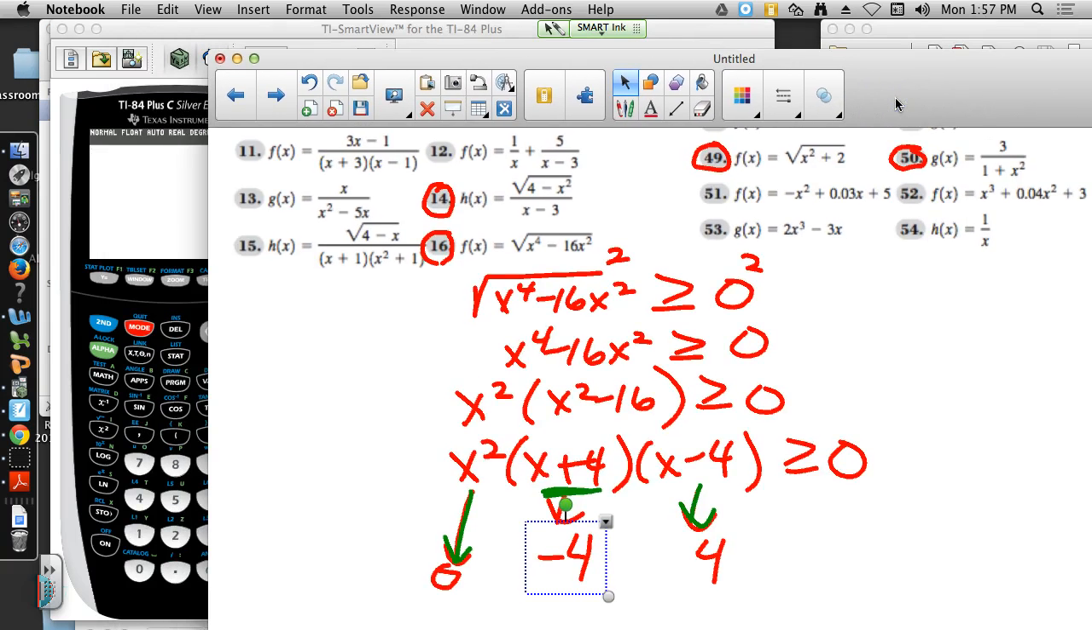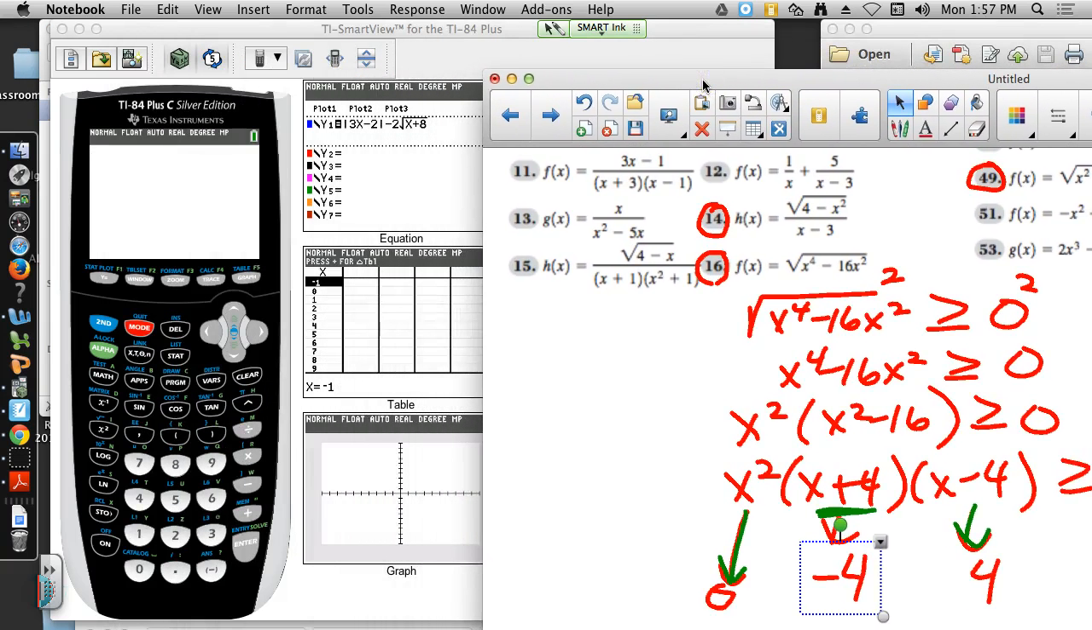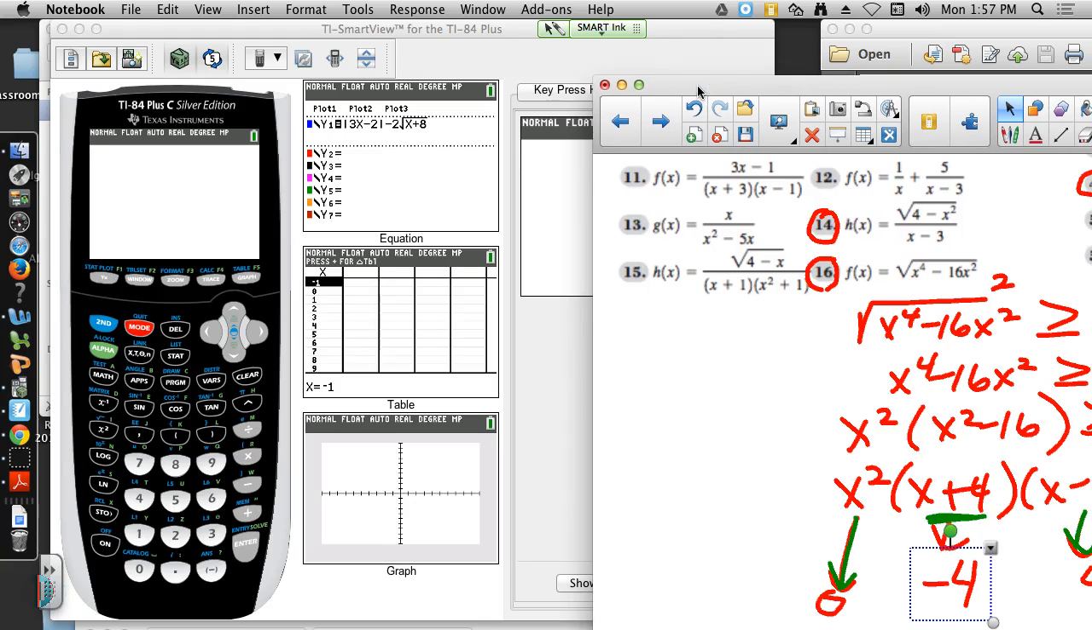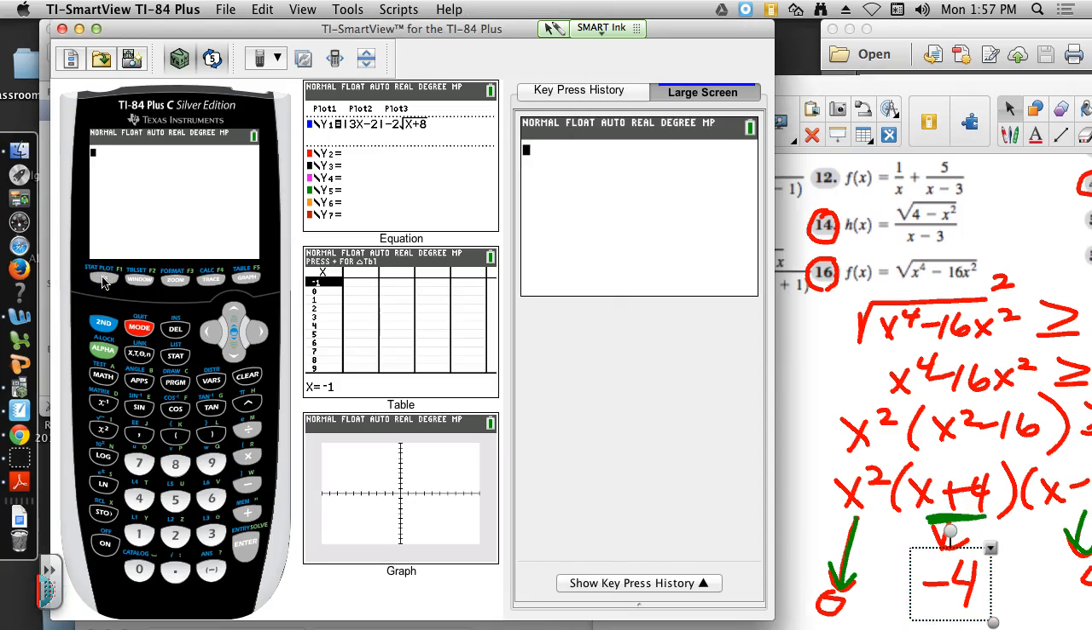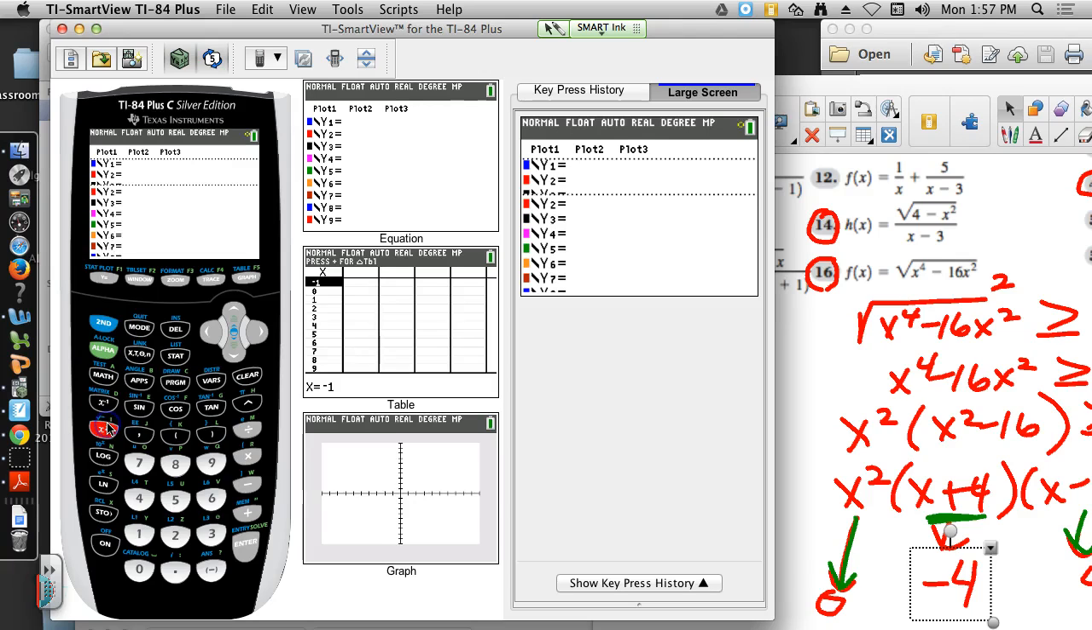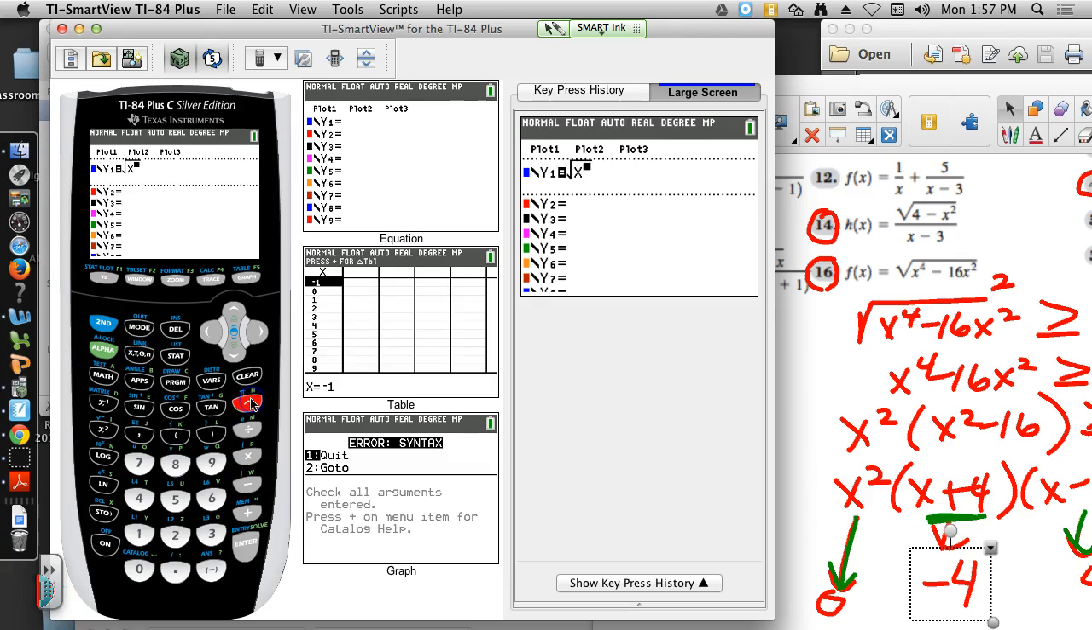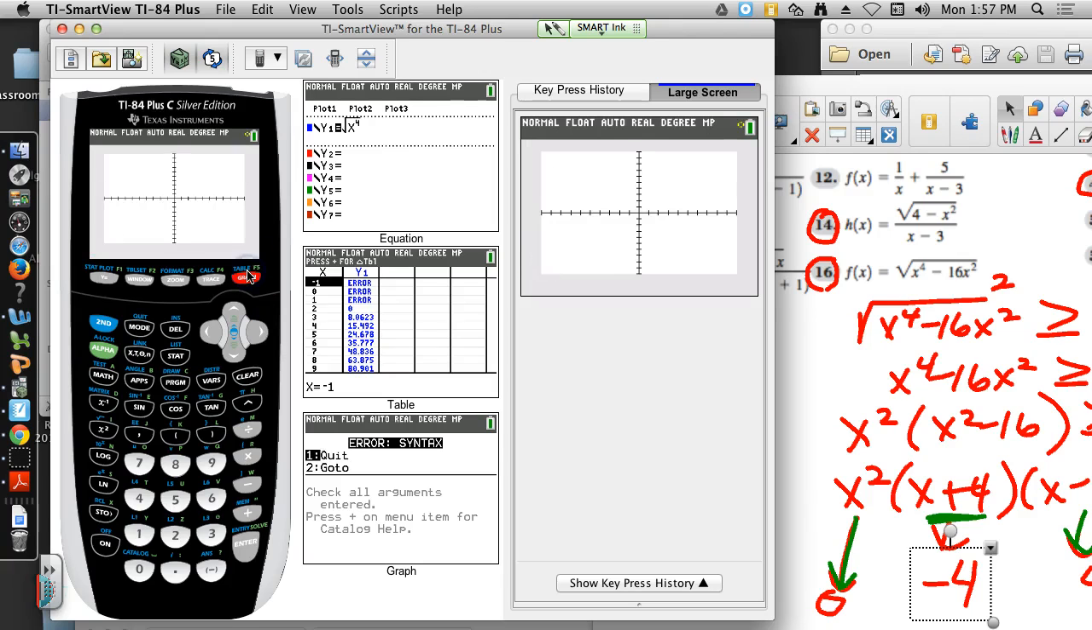Put it in the graphing calculator and see, okay, where does the square root of x to the 4th minus 16x squared exist? So we go y equals, and we need the square root of x to the 4th minus 16x squared. So just using a tool that we know we can use. We know some cutoffs here of 0, -4, and 4. All right, we graph that.